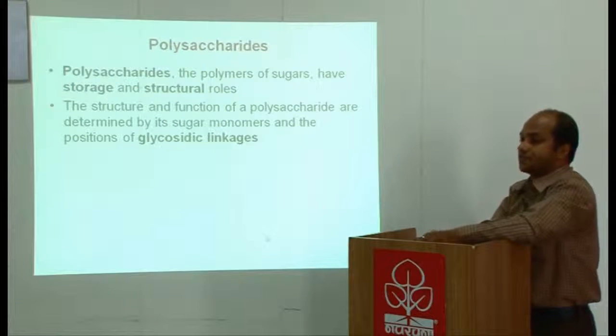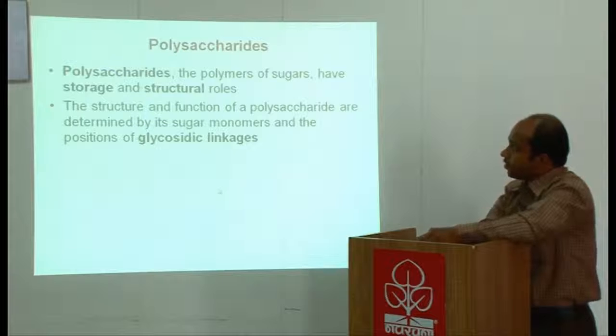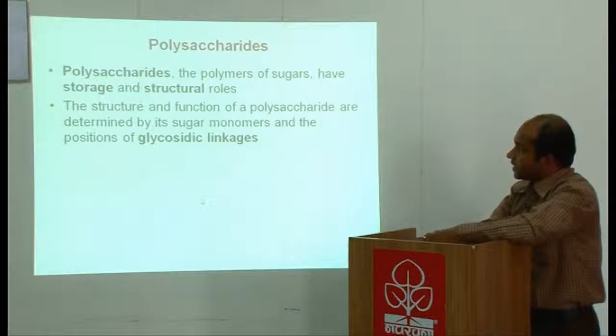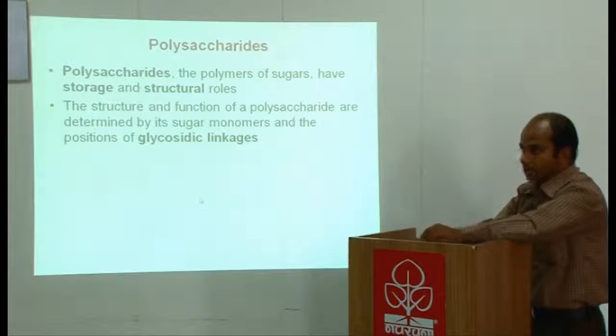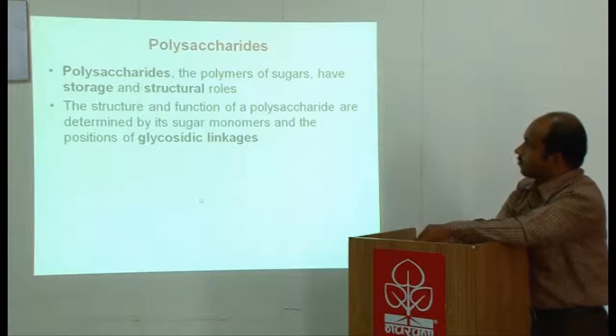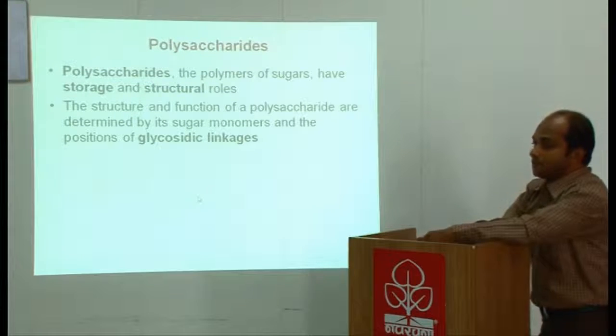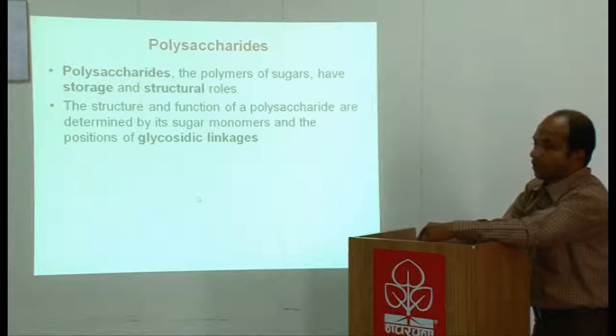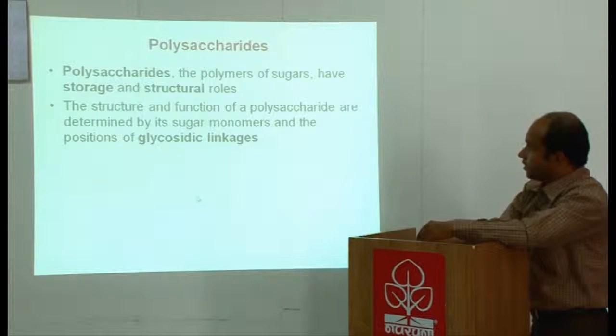Obviously, the next step is polysaccharide. Poly means many, and saccharide again is for sugar. So, polysaccharides can be defined as the polymers of sugars. Now, these polysaccharides have two important roles, that is storage of energy and a structural role.